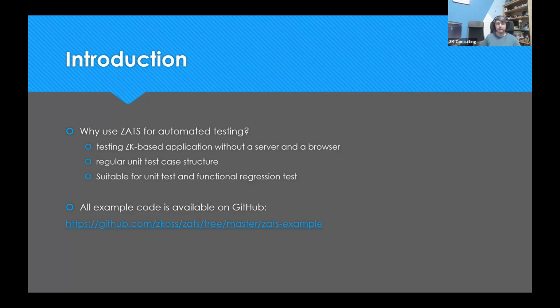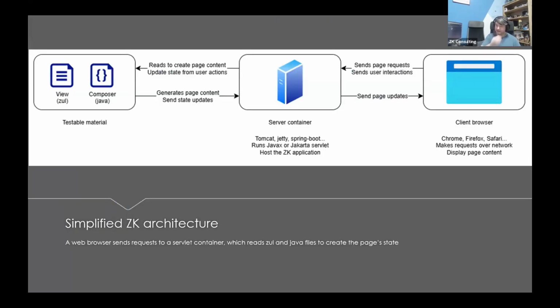Okay, so let's first talk about the general architecture of a ZK application. So this is not ZATS. This is a very simplified version of what a ZK application does in production, for example. We start with the client browser. The client browser is what your user is going to be interacting with your page from. The browser sends page requests and sends user interaction to your server container. Your server container is going to be your Tomcat, your Jetty, whatever is running your servlet application.